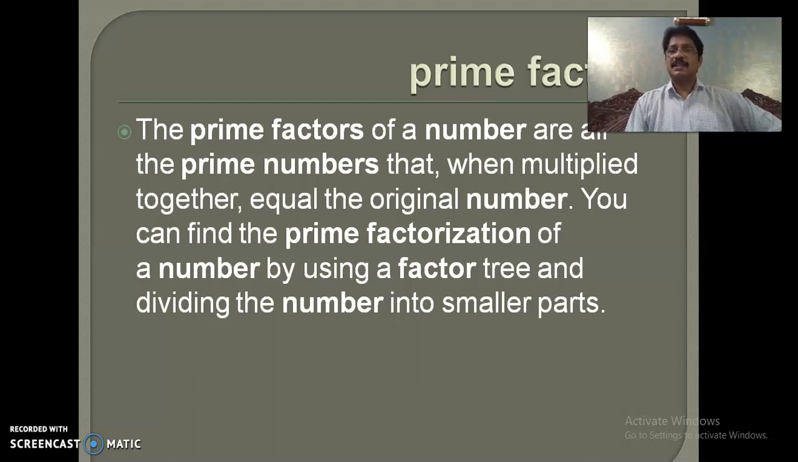For example, consider the number 21. If you divide 21 as 3 and 7, that is 21 equals 3 multiplied by 7. Here 3 and 7 are prime numbers. The number 21 is expressed as a product of two prime numbers, which are its prime factors. The process is called prime factorization.